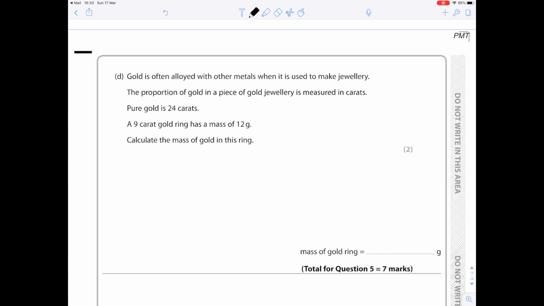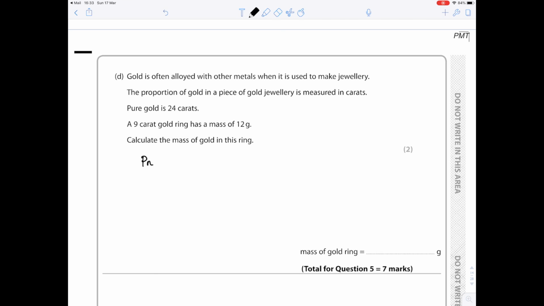Gold is often alloyed with other metals when it's used to make jewellery. The proportion of gold in a piece of gold jewellery is measured in carats. Pure gold is 24 carats. A 9-carat gold ring has a mass of 12 grams. Calculate the mass of gold in this ring.